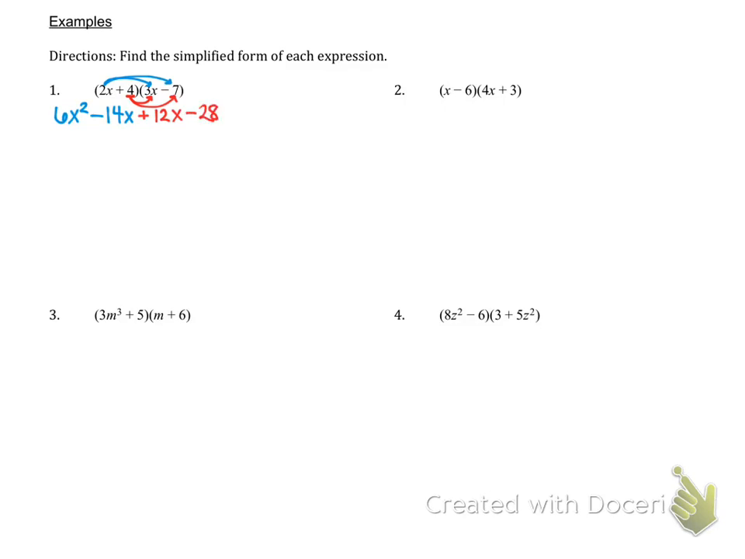Last thing I have to do is combine like terms. So I have a negative 14x and a positive 12x, and that becomes a negative 2x. And then I'm going to drop down my 6x squared and my negative 28. So I have 6x squared minus 2x minus 28 is my final answer, and that's also written in standard form.